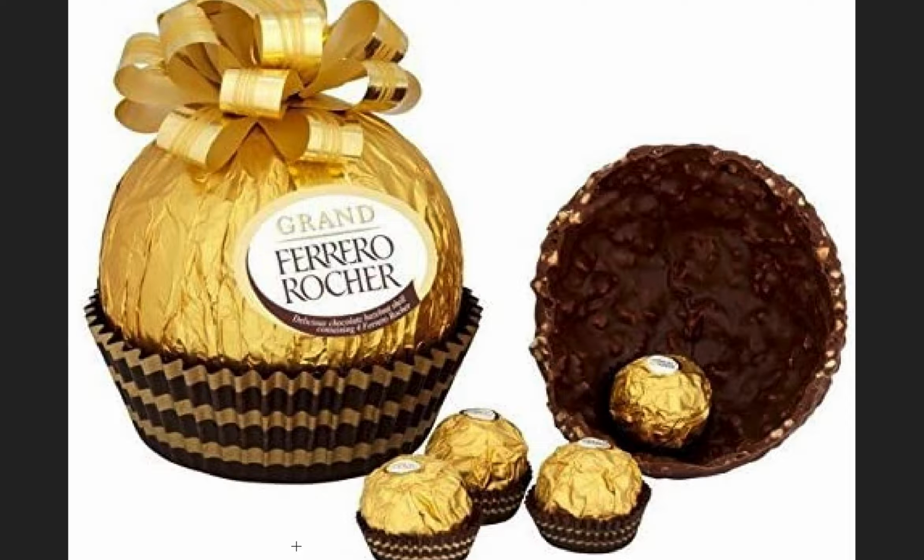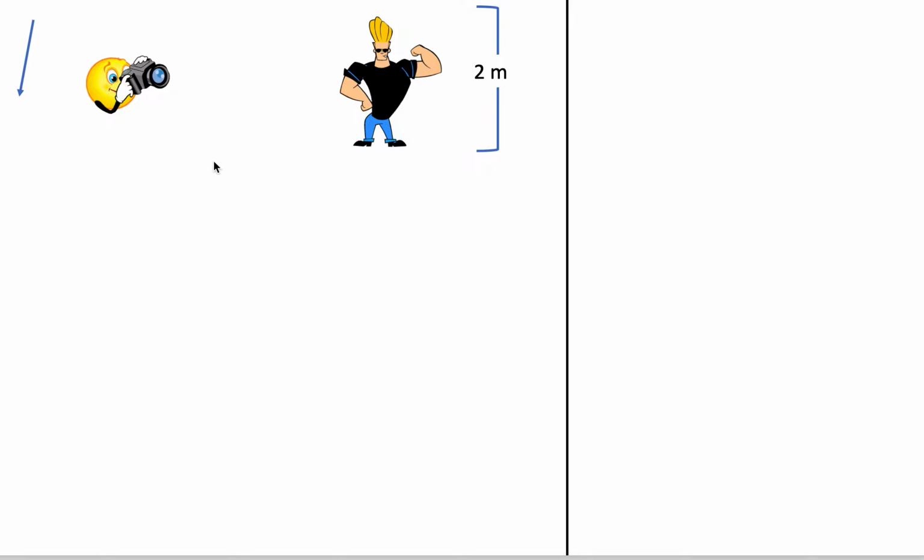In this video, we'll be looking at these Ferrero Rocher chocolates. More specifically, we'll be looking at the concept of magnification, scale, and size. For example, in this image we can see the normal size for Ferrero Rochers and then these absolutely humongous ones. So let's get off with a real life example.